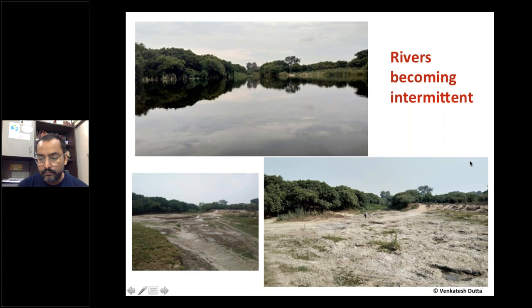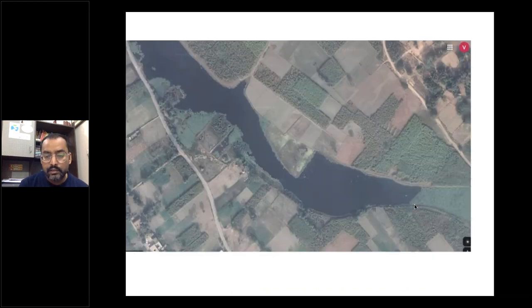Turtles would find some cesspools and small water like this, and they will bury inside. But if it continues for 2-3 seasons, you lose the entire ecosystem. And this is happening actually. Most of the plain-fed rivers are becoming intermittent. These are some of the pictures.